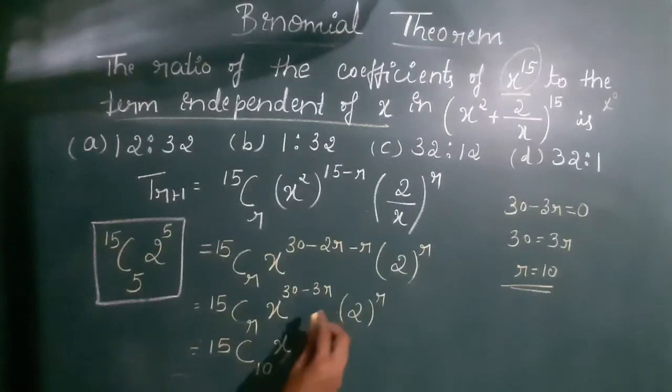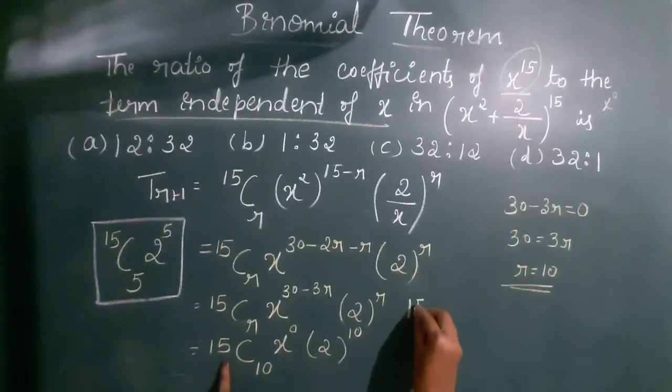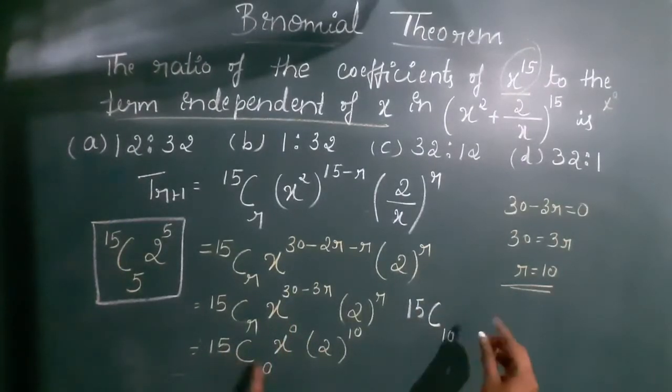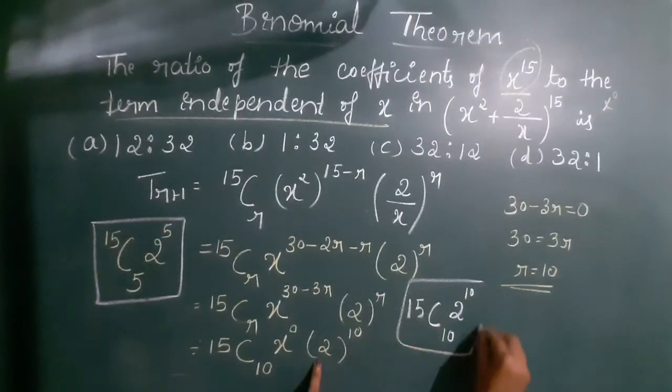x to the power 30 minus 30 will be 0, and 2 to the power 10. So this is the term independent of x, because x to the power will be 0. What is the coefficient? 15C10 into 2 to the power 10. So this is the coefficient of the term independent of x.